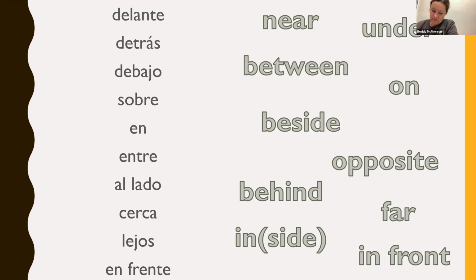I was looking for above or on top of, but there's an on. So it's kind of on top of. There is another word that's not on here that you could say, encima de la mesa. That also means on top of, encima de la mesa, which is on top of the table. But you can say sobre also.